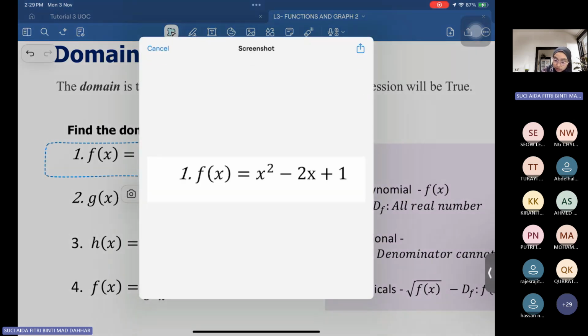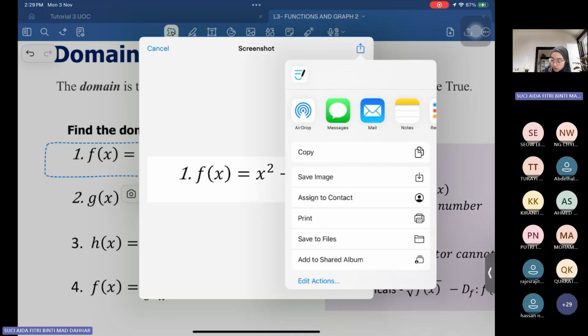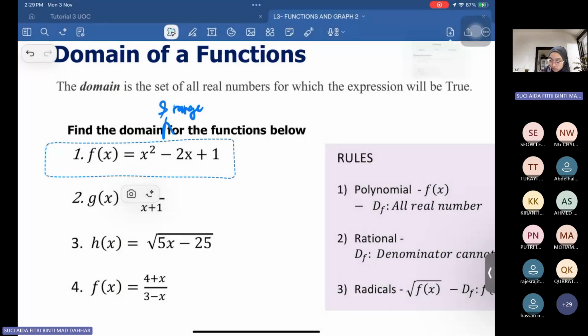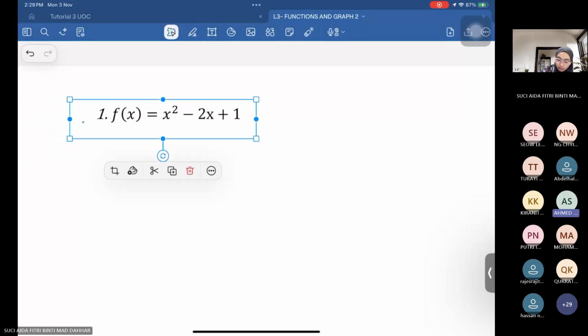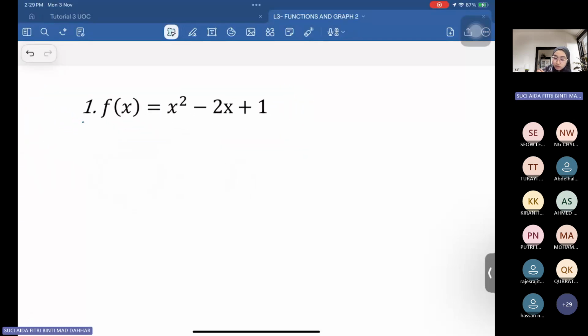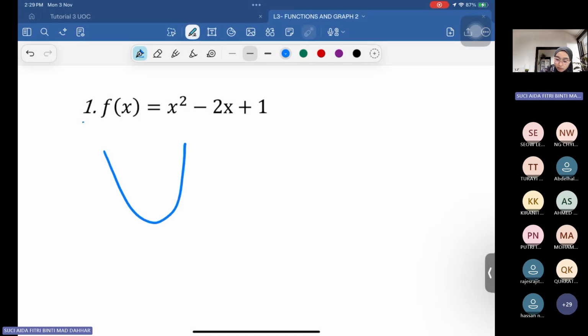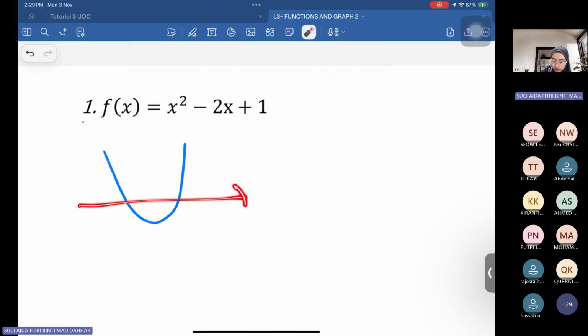This is a quadratic function. Smiley, or sad face? Smiley. Okay, how do you draw this? For now, you know it's going to be a smiley shape. But where should I put my x-axis and y-axis? For now, we do not know.